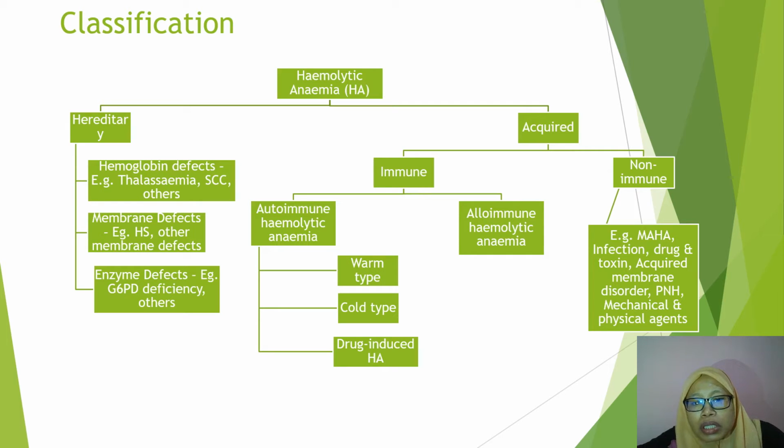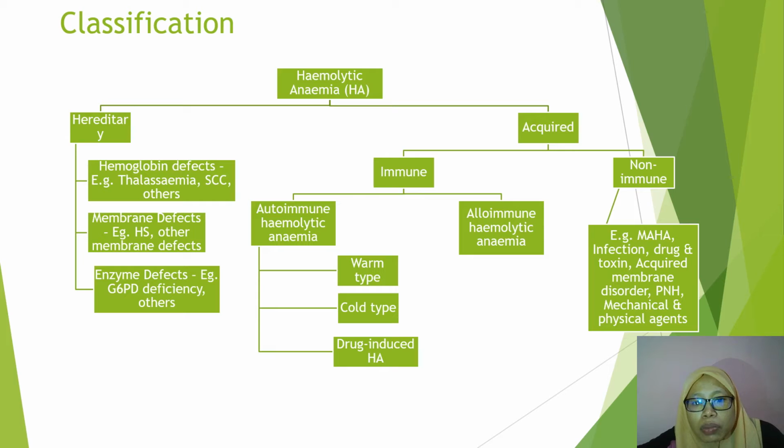So for the immune type, it can be divided into two, which are the autoimmune and also the alloimmune. Autoimmune has to do with self-immunity, the immunity towards our own cells, and alloimmune is immunity towards foreign cells. So we are not going to cover this topic as it will be covered at another time. Another lecturer will cover this topic.